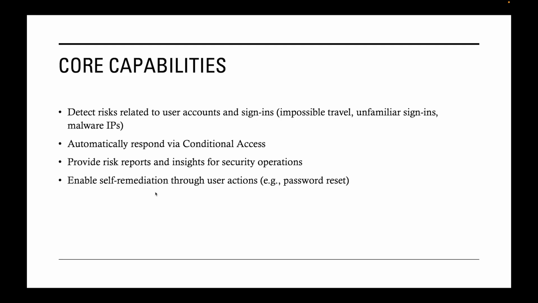So it's really important that we have identity protection in place so that we can make sure we are keeping our tenant and our organization's data protected. Unfamiliar sign-ins really help out with that, and then malware IPs. Also, it automatically responds via conditional access, provides risk reports and insights for security operations, and enables self-remediation through user actions. So things like password resets, you can force that on your users based on a specific trigger.